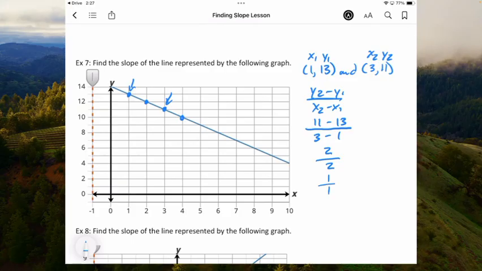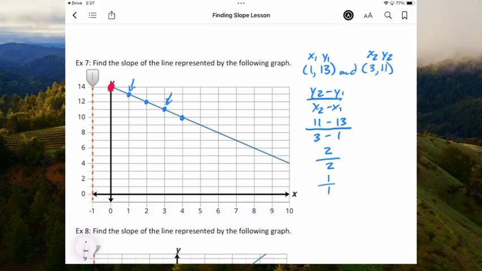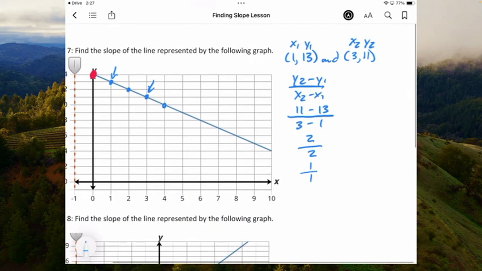And we can see right here that the y-intercept is 14, because that's where the line contacts the y-axis. And so I am going to go ahead and write an equation for this line. Y equals, well, that should be negative 2 and negative 1. There we go. Y equals negative 1 over 1 x plus 14.